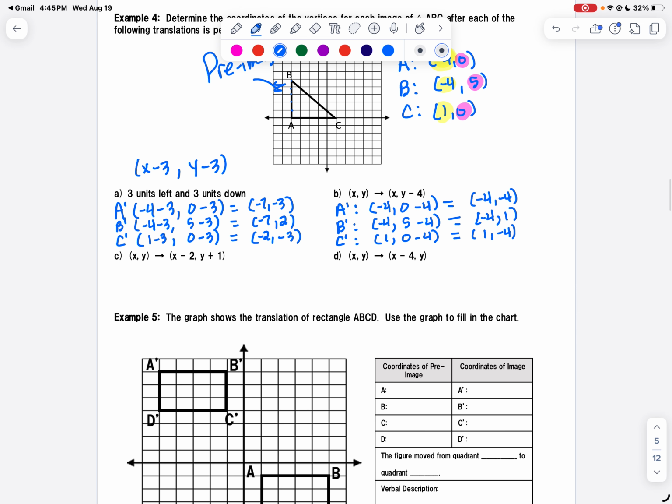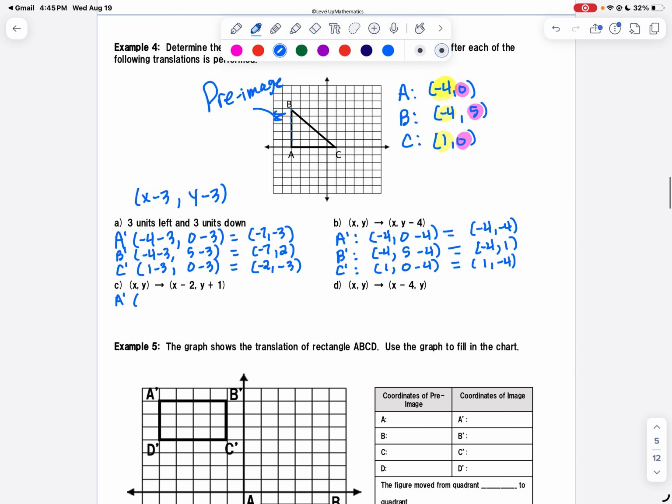All right, welcome back. Let's see how you did. In part C, they wanted you to take your x value and decrease it by 2, and take your y value and increase it by 1. So I'm going to have -4 minus 2, comma, 0 plus 1, and that would give me -6, comma, 1. For B prime, take your x value, decrease it by 2, take your y value, which was 5, increase it by 1, and that would give us -6, comma, +6.